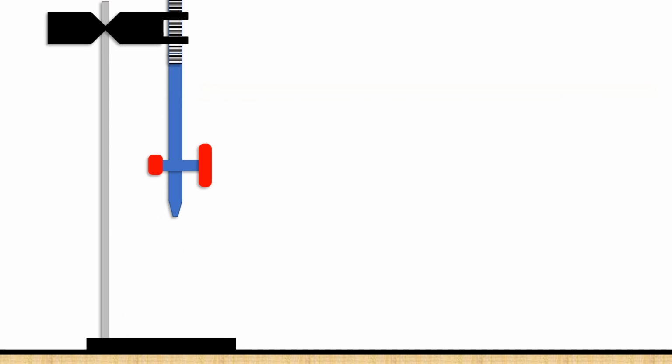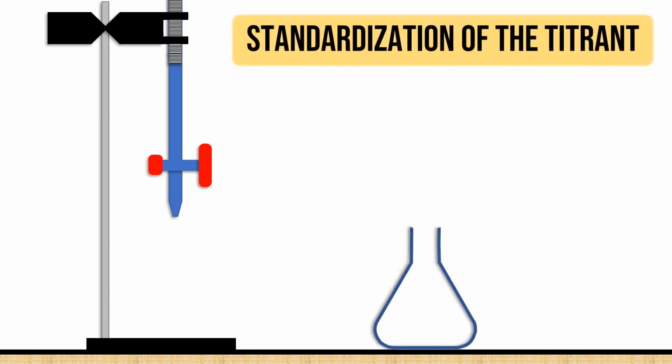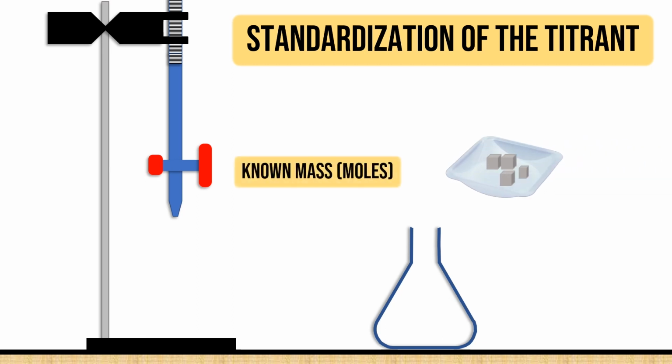But wait, how do we know the true concentration of the titrant? Before doing a titration experiment, we need to run a standardization of the titrant. To standardize the titrant, we'll need a known mass of solid. If we know the mass, we can always convert to moles, and place the solid crystals in an Erlenmeyer flask. And we'll add water to dissolve the crystals. Remember, the amount of water added doesn't concern us since we know the moles already present.